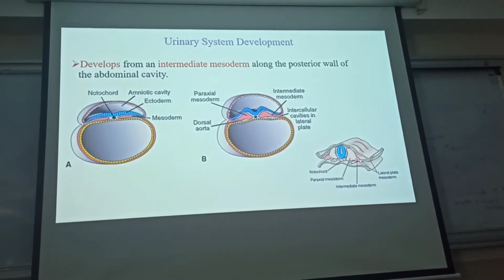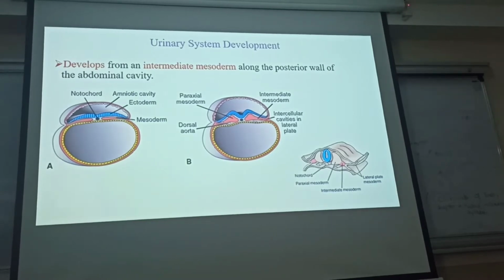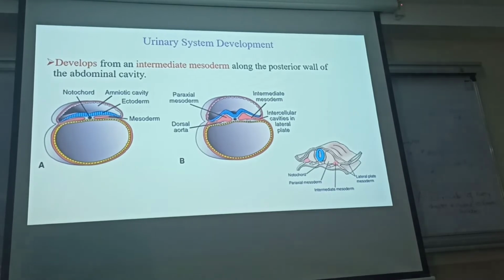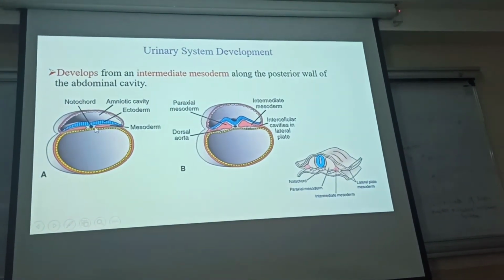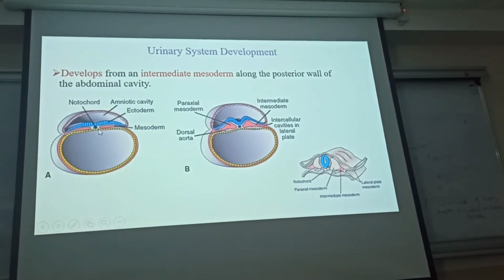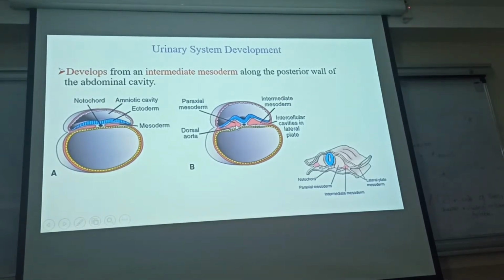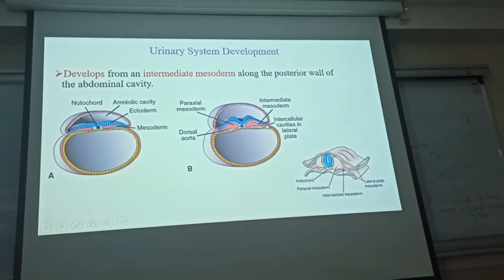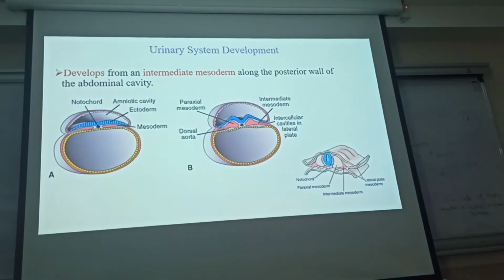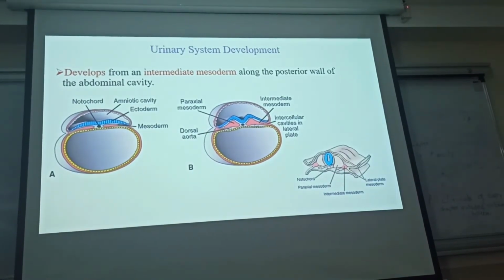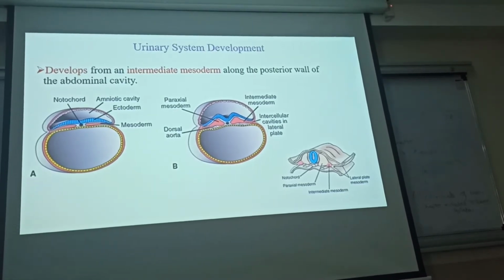In this slide, I would like to explain about the embryology or development of kidney. As you know, in the embryology period, there are three important layers: ectoderm, endoderm, mesoderm. Urinary system is originated from intermediate mesoderm. Embryologically, urinary system is originated from intermediate mesoderm.